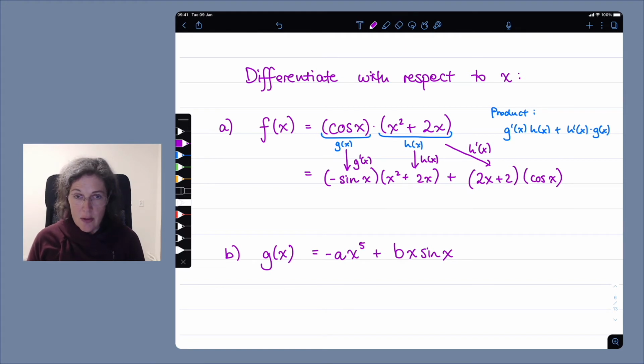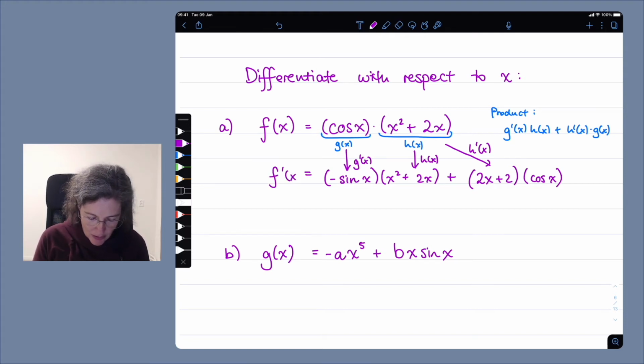So often you'll find with differentiation there are multiple steps happening. And the idea is you need to just focus, be calm, and remember what it is that you're doing and where you start. And I should put an f prime of x there because it's not equal to the function. All right, let's have a look at g of x here.